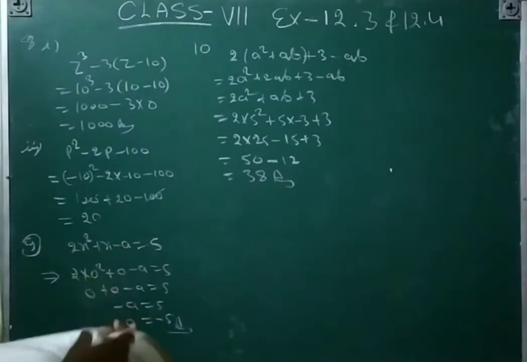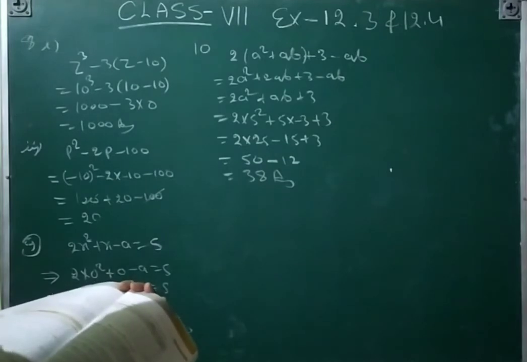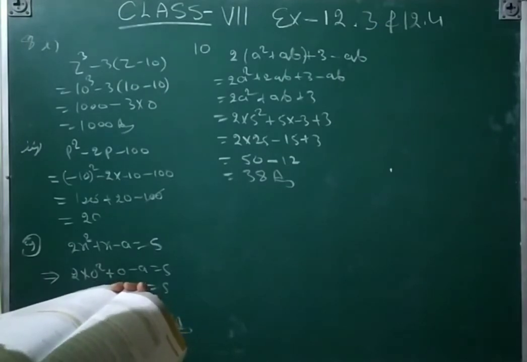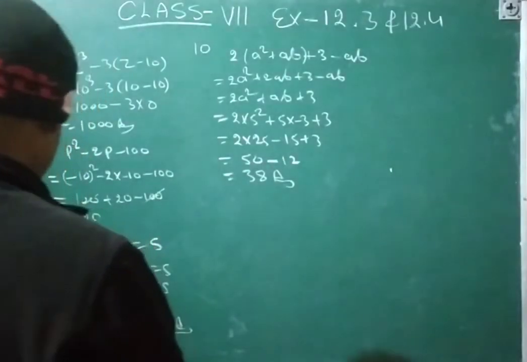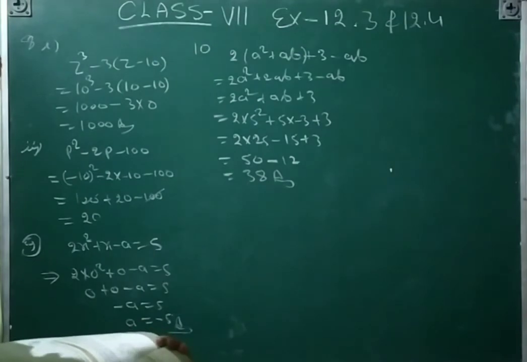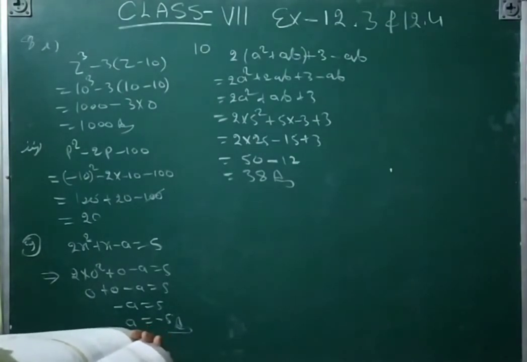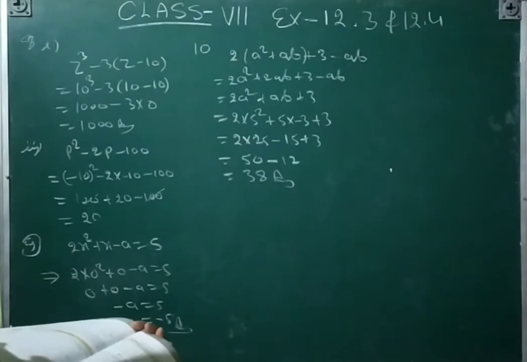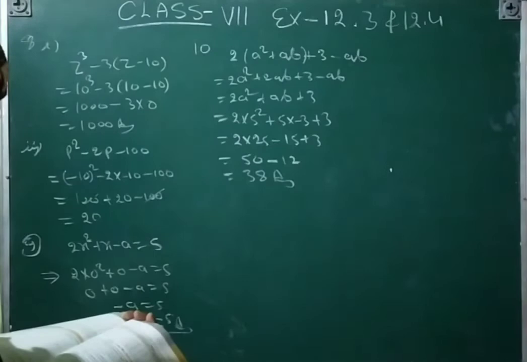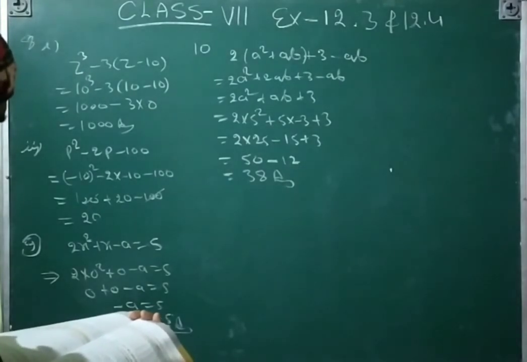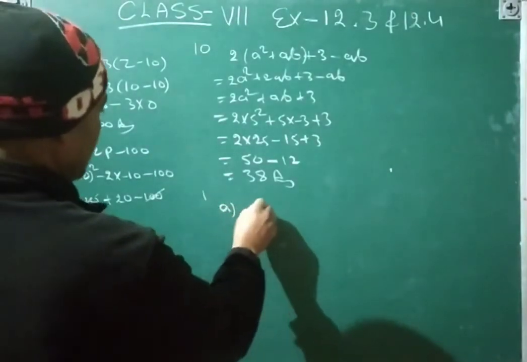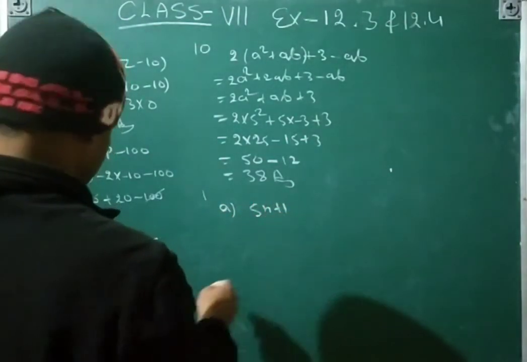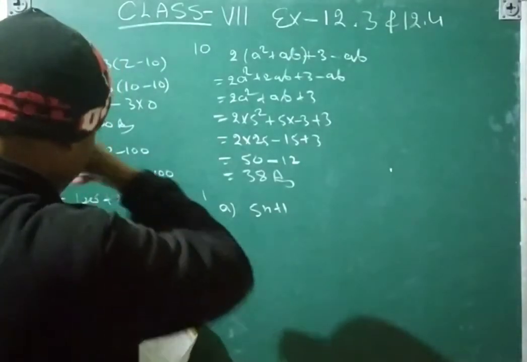Exercise 12.4 is given. Observe the pattern and then find the values. We are observing the pattern: 6, then double 6s, then triple 6s, and the same thing is here also, a single 4, double 4, triple 4, and 8 is also here like this. The pattern is also given: 5n plus 1. So the first question's pattern is 5n plus 1.